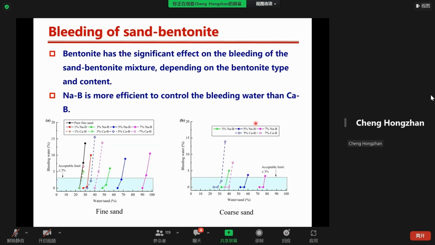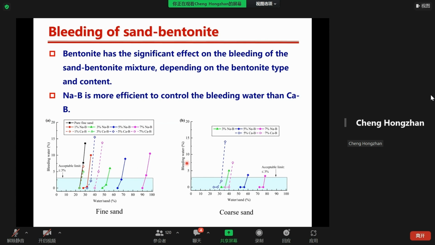Okay, here is the bleeding result. In general, the acceptable bleeding water should be less than 3%. And it was expected that the bleeding water for both sands was increased by increasing the water to sand ratio. We can also find that the bentonite has a significant effect on bleeding of the sand-bentonite mixture, depending on the bentonite content and the bentonite type.